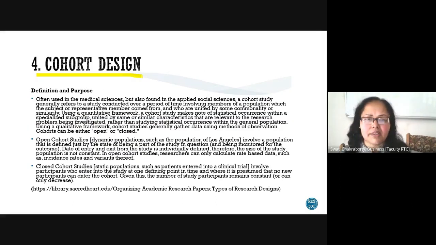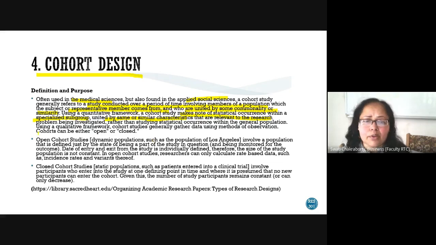What is a cohort design? It's generally used in the medical sciences but can also be applied in social science. It refers to a study conducted over a period of time involving members of a population from which the subject or representative member comes, and who are unified by some common factors or similarities. Under this framework, you make note of the statistical occurrence within a specialized subgroup united by similar characteristics that are relevant to your research problem.